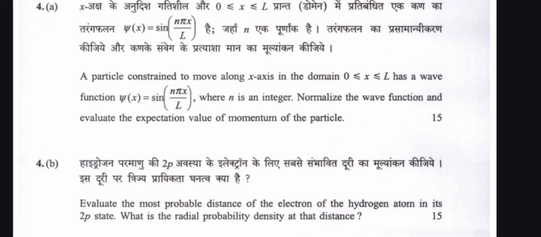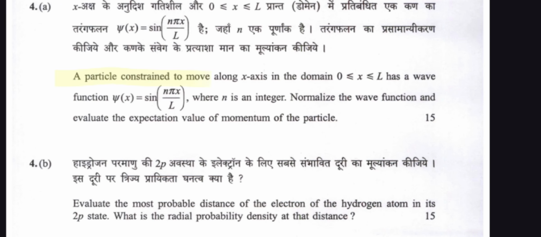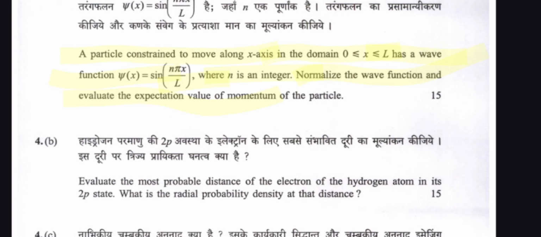In question number 4a, a particle constrained to move along the x-axis in the domain 0 < x < L has a wave function sin(nπx/L), where n is an integer. Normalize the wave function and evaluate the expectation value of the momentum of the particle.